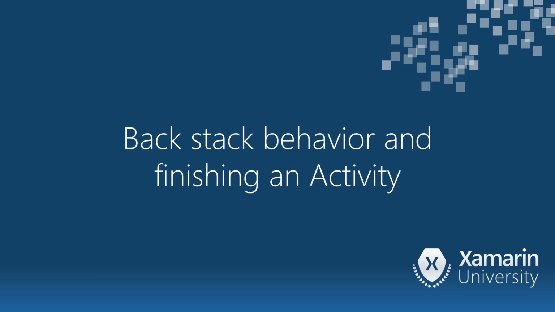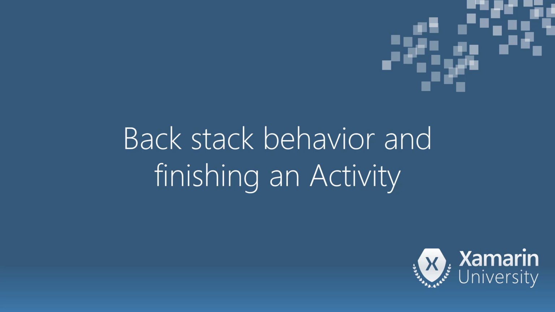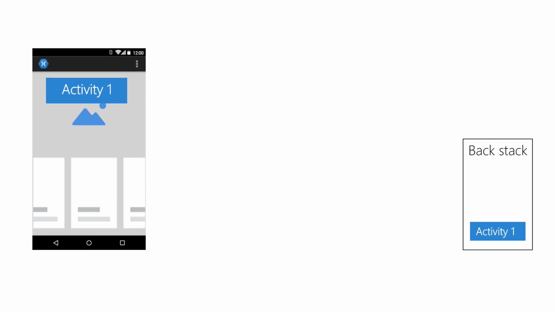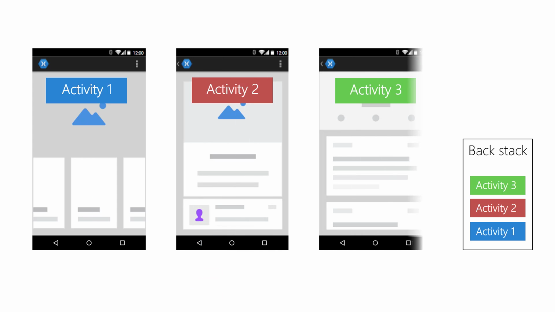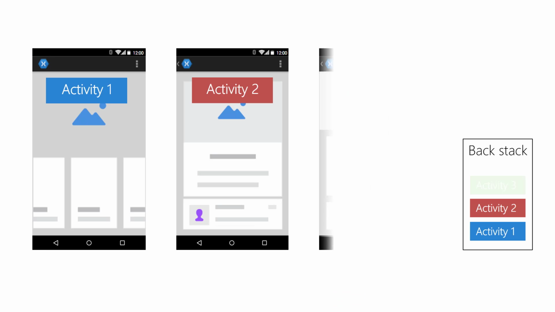Now we'll explore the backstack and learn how to end an activity. The backstack is a historical record of the user's live activities. Android records the user's running activities in the backstack, automatically adding new activities to the backstack as the user starts them, and removing activities when the user touches the back button.